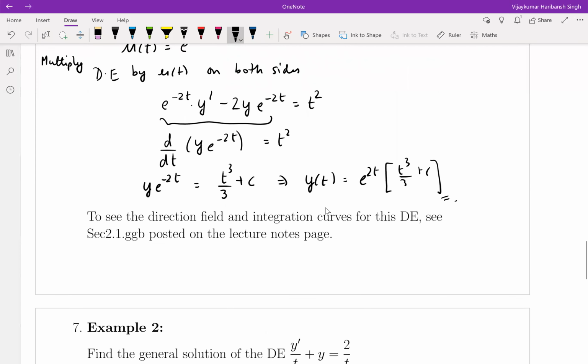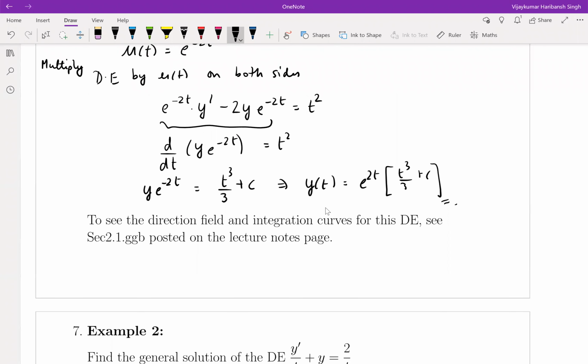So you can see the direction field and integral curves. If you run this GeoGebra file, you should see how it looks.